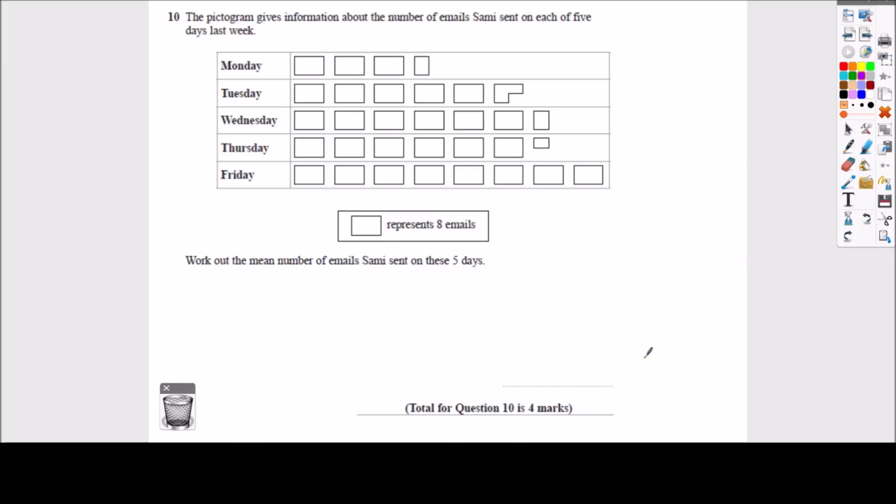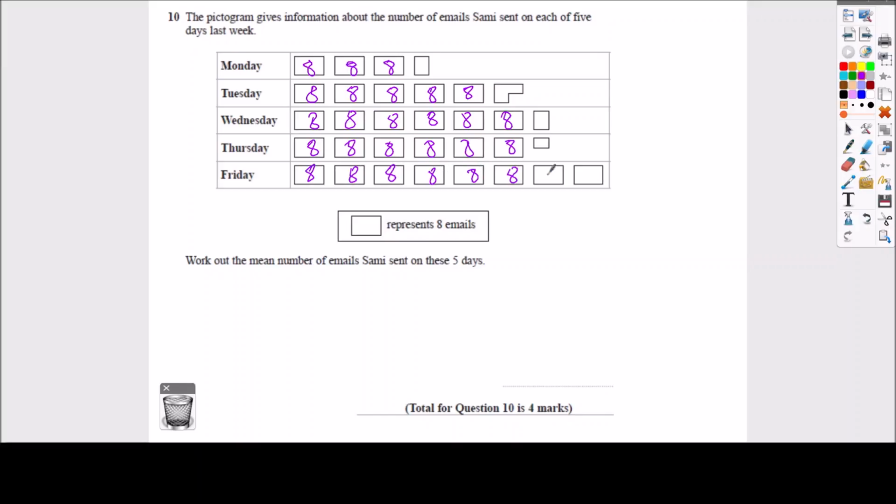Question 10. Now, you've got to be very careful with these. It's very easy to make little slips. I mean, they are easy questions, but just be very careful. So we're told that the big rectangle represents 8 emails. So I'm just going to get 8 written into all of the big rectangles. So that's easy. Time consuming, but I think it makes sure that you don't make any silly mistakes.